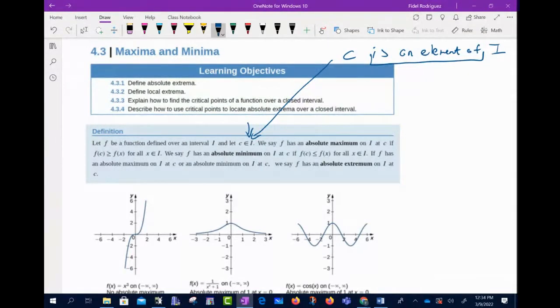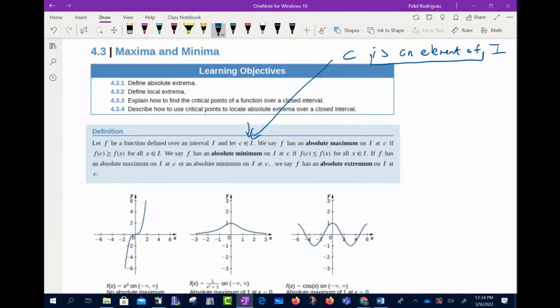All it says is we have an interval, okay, and we're taking a number out of that interval. So we say that f has an absolute maximum on that interval I at c if f of c is bigger than or equal to all the other numbers in there, okay? And we say that f has an absolute minimum on the interval I at c if f of c is smaller than or equal to every other point on that interval. And then if we have an absolute maximum on I at c, or an absolute minimum, we say f has an absolute extremum.